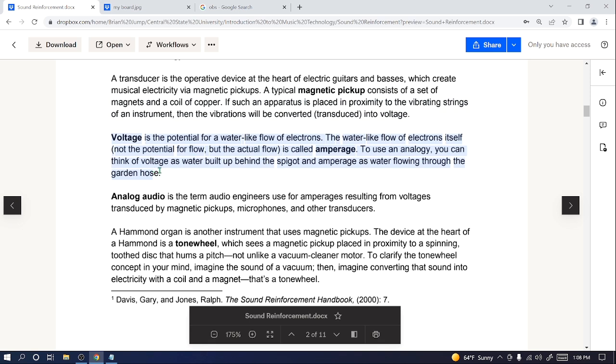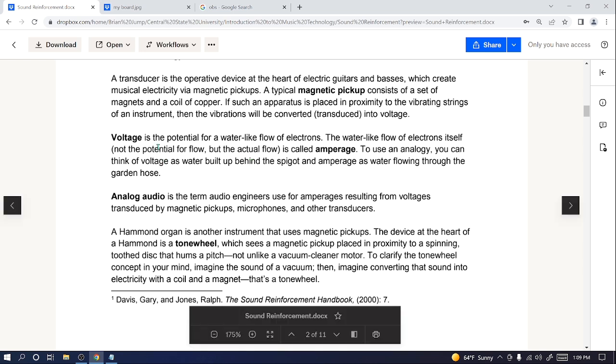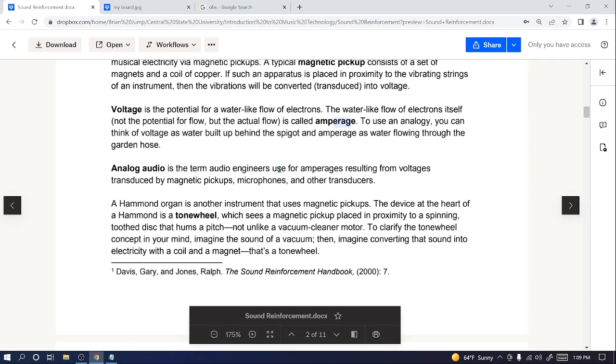And just one more quick reminder, voltage is the potential for electricity, and then the actual flow of electricity is the amperage. So you can think of this analogy. Voltage is the water built up behind the spigot, and then if you turn on the spigot, it flows through the garden hose. That's amperage. So you can think of that build up. You know, if you have your water on in the house and then you turn on your garden hose, but it's not going yet, you have voltage, but then as soon as you unleash the water and it's flowing through the hose, then you have amperage. Okay, that's what that business is. That's what transducers create. They create voltage, and then you connect your cables and you get amperage. Pretty simple. And of course, the result is analog audio.